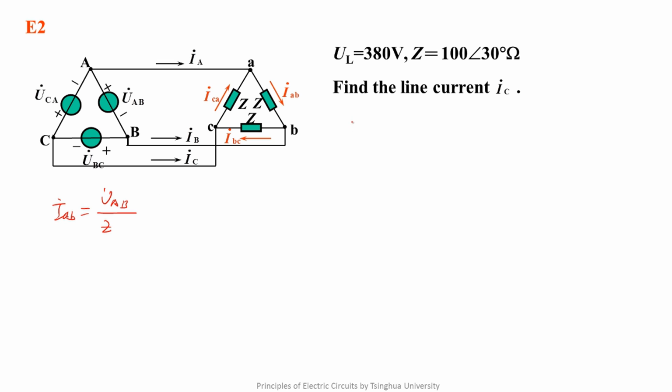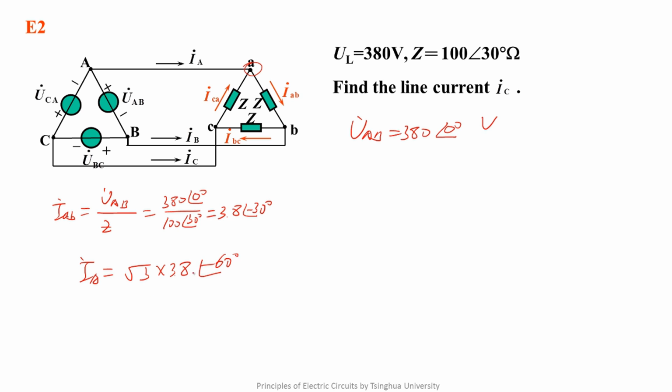Suppose UAB is 380 with 0 degrees. By substituting the phasors with numerical values, we know this. The load is in delta connection, so it satisfies the phase-line relationship of the delta connection. The magnitude of IA is square root of 3 times IAB, and IA lags IAB by 30 degrees. So IA equals this. According to symmetry, we know IC leads IA by 120 degrees, so IC equals this.